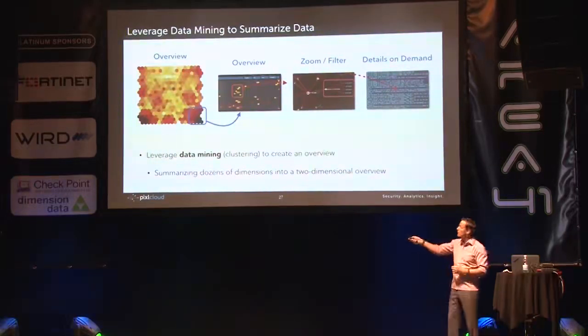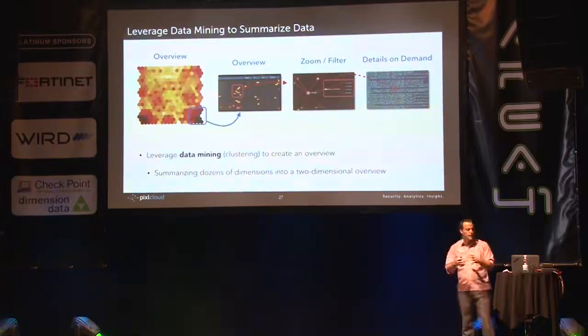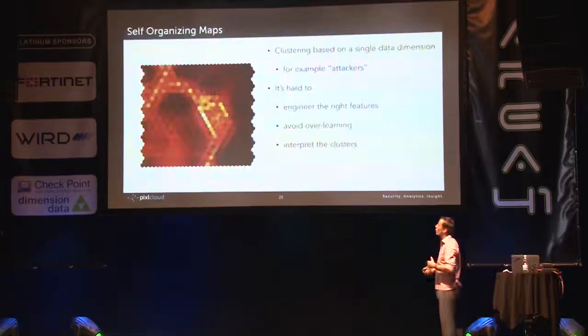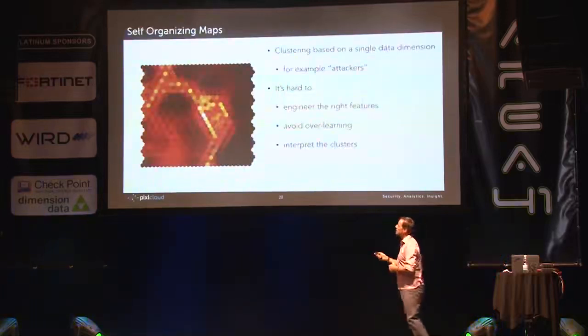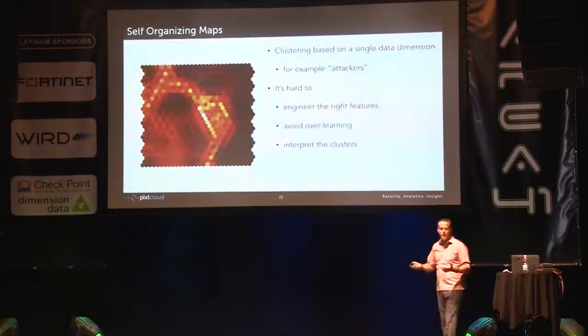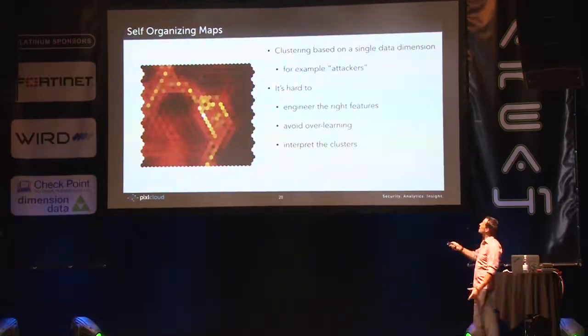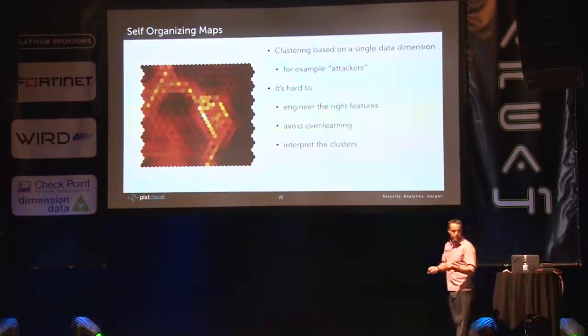So this might be all my web servers down here, and this might be all my mail servers. And seeing that now, I can start zooming in and work from there and already reduce my data set by a lot. So it helps me summarize or aggregate my data even more. Here's another one of these. These are called self-organizing maps, if you're interested in what it is. It's basically clustering based on a single dimension.